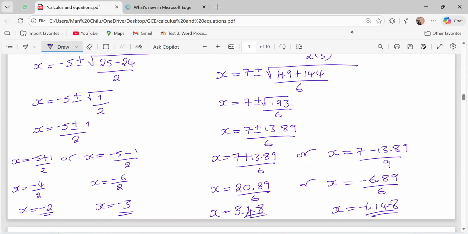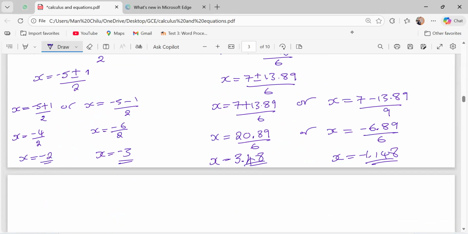Now let's try to solve the quadratic equations using factorization.